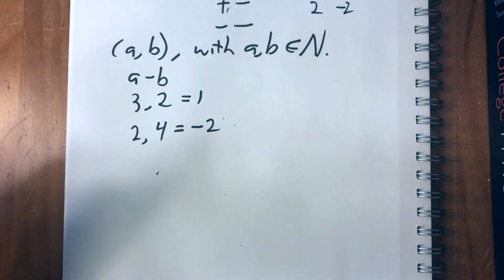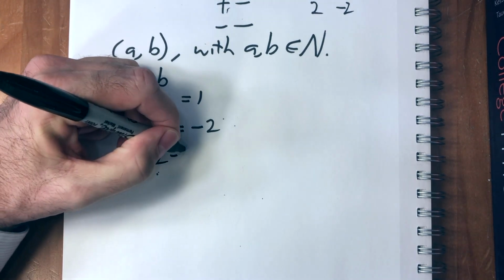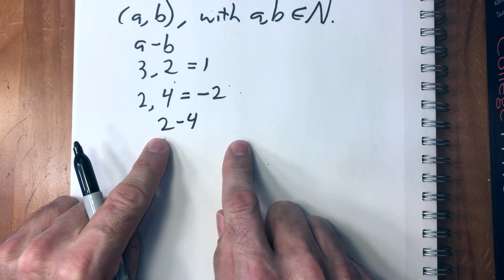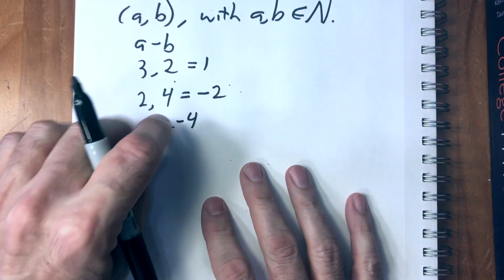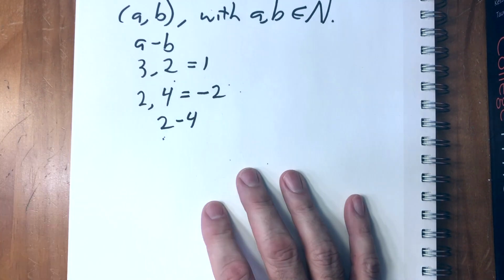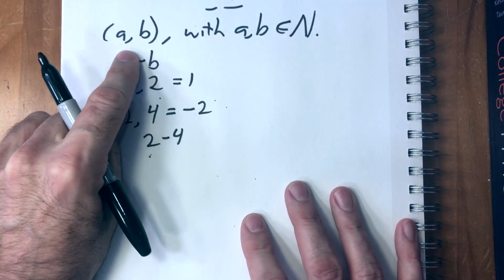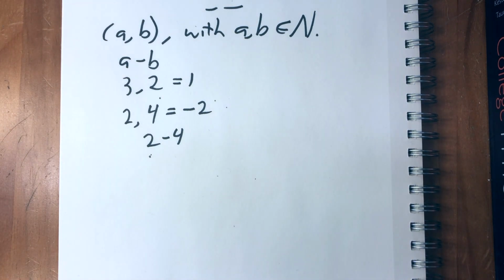But the important thing to remember is that we can't actually do 2 minus 4 in the natural numbers because the answer doesn't exist. It's not a natural number. So we're not actually defining them as subtraction, but it's just sort of the easy way to think about it. But the way that we actually define this is as an equivalence class.